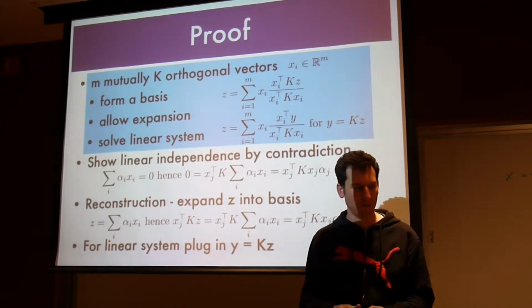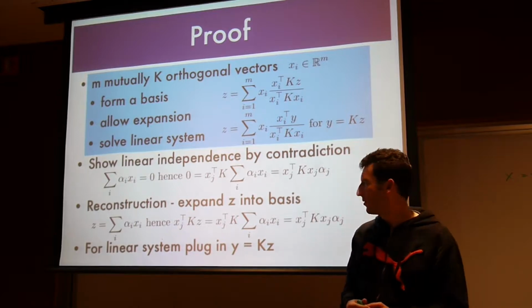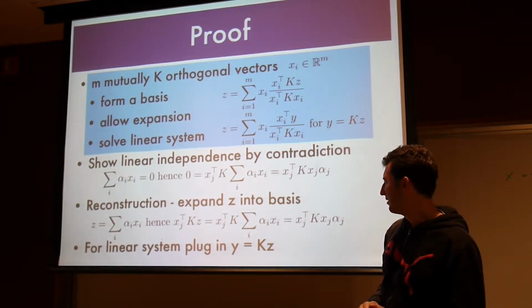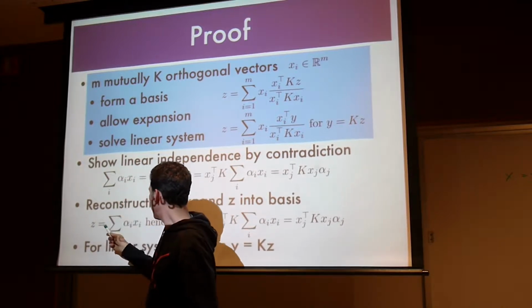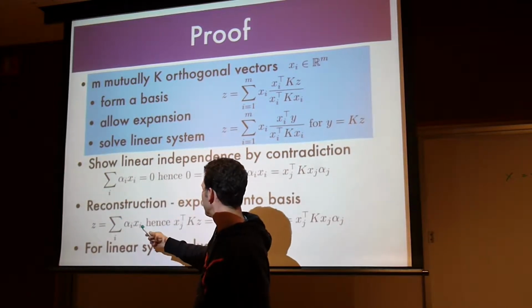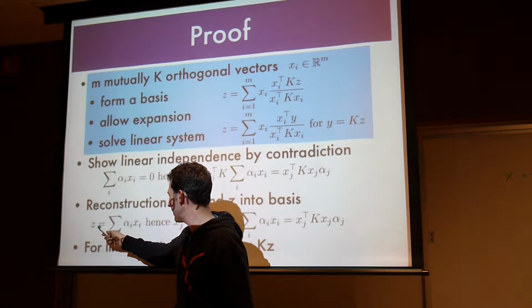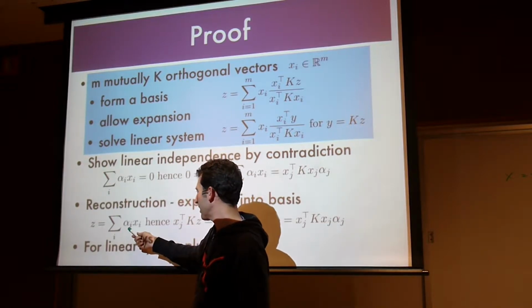So I've shown linear independence. For the reconstruction, since we have linear independence, I can just multiply my reconstruction. First of all, I can write z as a linear combination of those alpha x_i's.